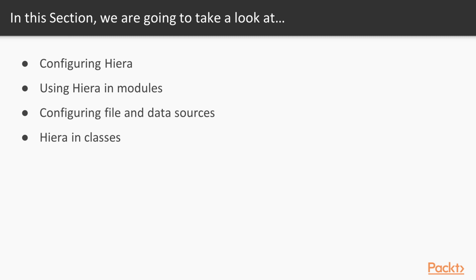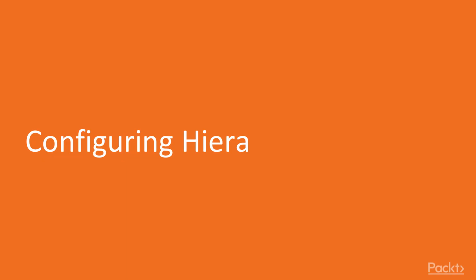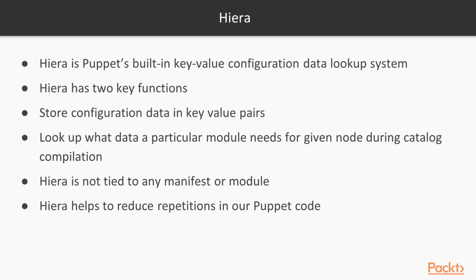So let's get started. In this video, we will learn how to configure Hiera. So what exactly is Hiera? Hiera is Puppet's built-in key-value configuration data lookup system. It basically performs two key functions. The first is to store the configuration data in key-value pairs, and the second is to look up what data a particular module needs for a given node during catalog compilation.